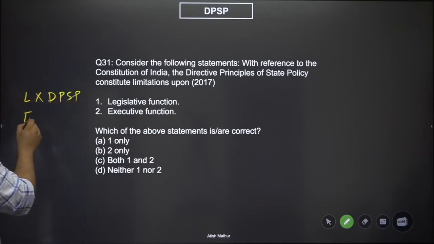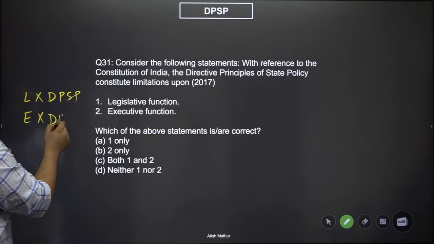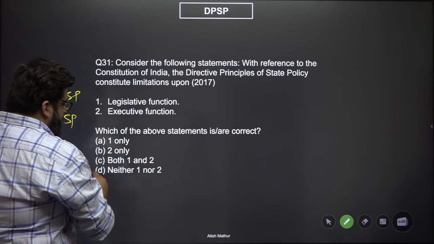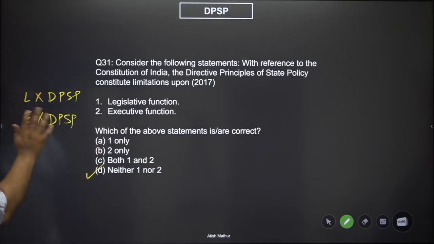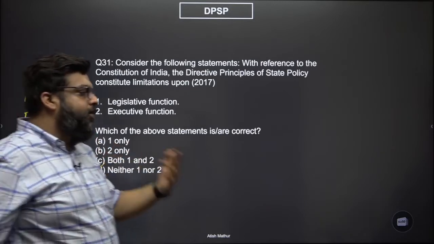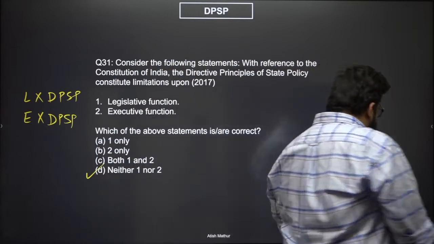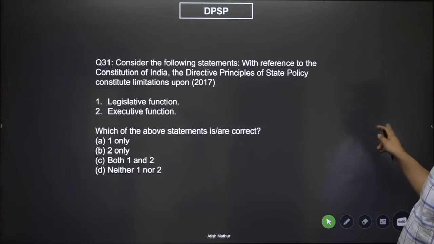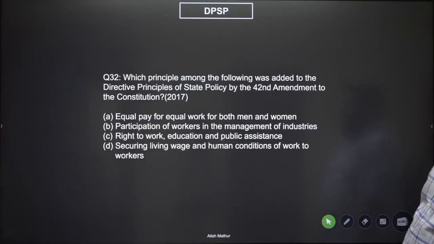An executive order cannot be made on a directive principle. Why? If they want to, they can, which means both are incorrect. The only thing it constitutes limitation upon is enforcement in a court of law, which means both the options are incorrect, and your correct option would be D, which is neither 1 or 2.